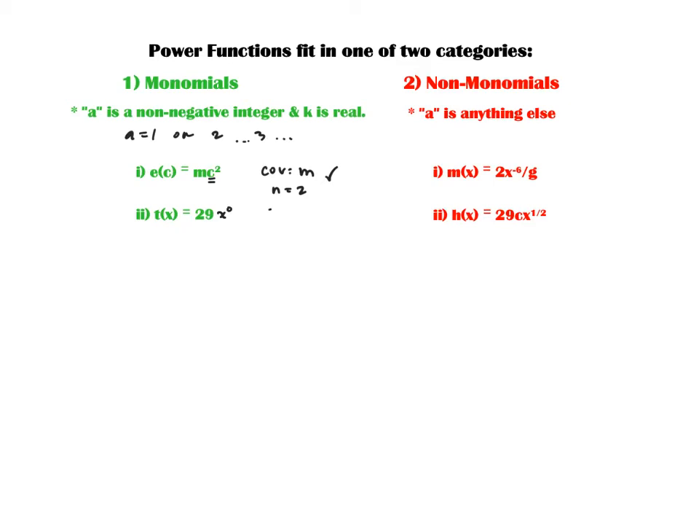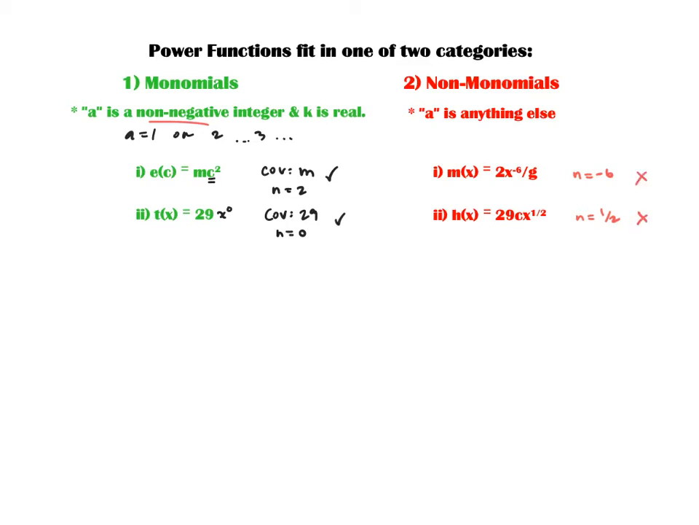So therefore we would have a constant of variation of 29 and a power of 0. So that would also be a monomial power function. Okay, so in number 2, let's see why these are not monomials. Well, in this case, it looks like n is equal to -6, which is negative, so that breaks the non-negative rule. And in number 2, it looks like n equals 1/2, which is not an integer. Therefore, neither of these would be monomials.